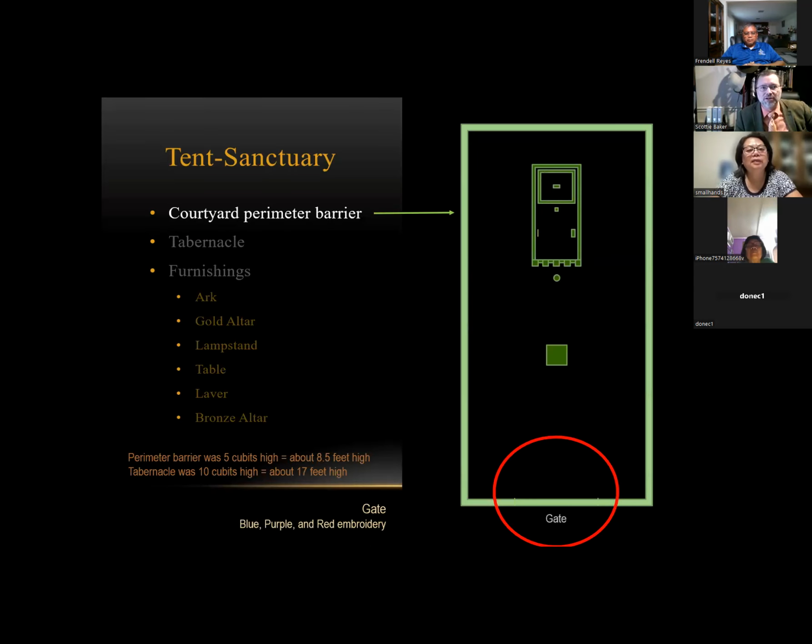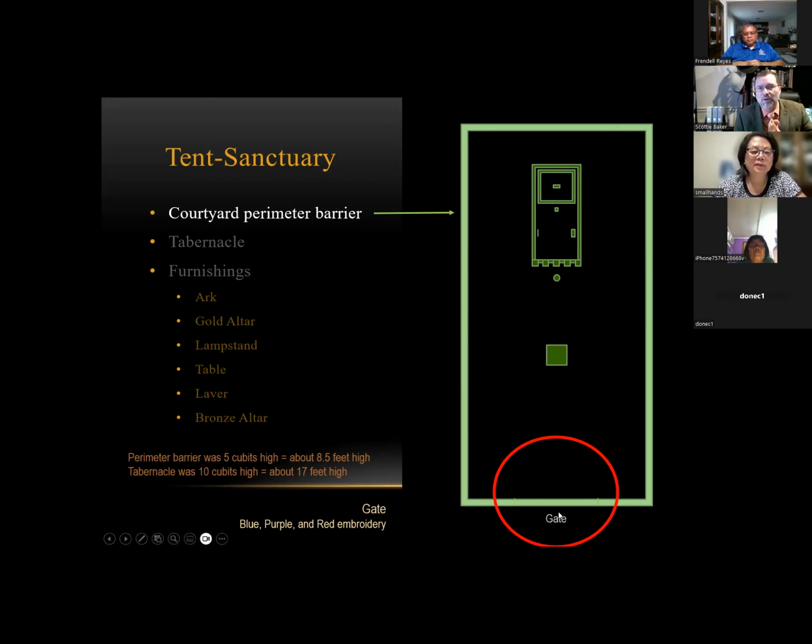The courtyard barrier starts as a perimeter barrier. It's 5 cubits high, about 8.5 feet high. That is taller than most of us, which means if you're on the outside, you won't be able to see what's happening on the inside. You will be able to see the tabernacle because it is taller than that, but everything else you can't see. You'll be able to see the smoke rising from the altar, but you can't actually see what's happening. The tabernacle itself was about 17 feet high, so you see at least the top of that.